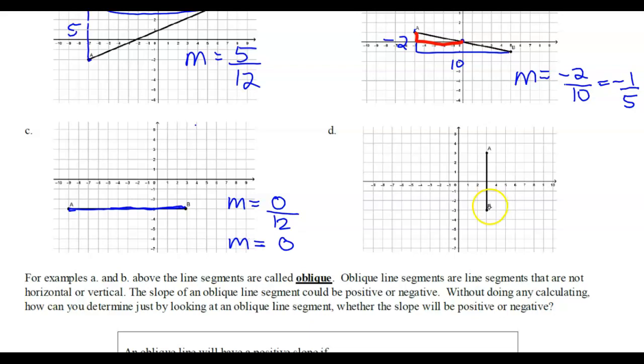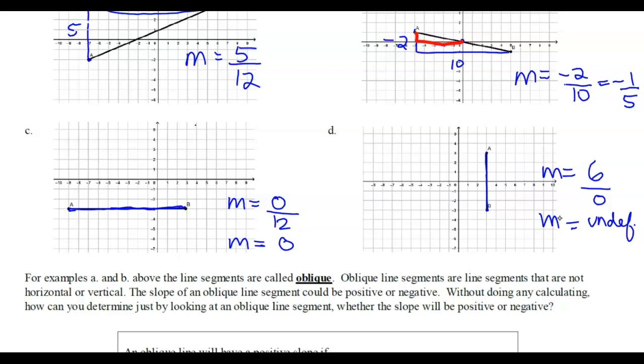Vertical, okay, so here my rise is what? It's going from -3 to +3. So that's 6. My run is what? 0. It's not going anywhere horizontally. Can you divide by 0? No. So this is undefined. So any vertical line has a slope that's undefined.